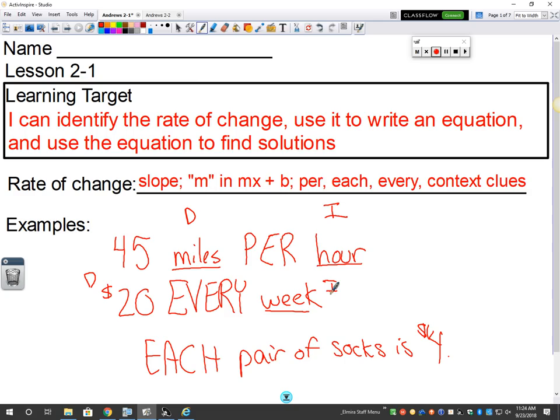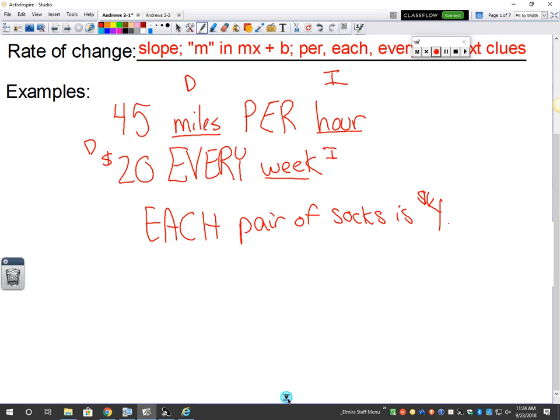Now each pair of socks is $4. It's worded a little bit differently. So it's $4 per socks, per pair of socks. So money would be the dependent. I just reworded it so that I could use the word per. So money is the dependent and the pairs of socks is the independent. Okay, so if you can rewrite it in your head or rethink it in your head with the word per, then that helps you with your dependent and independent.